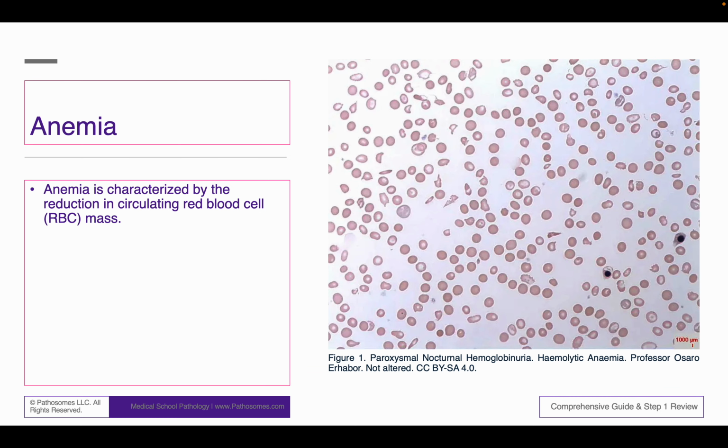Anemia. What is it? Well, anemia is characterized by the reduction in circulating red blood cell mass. Notice all the white space between these RBCs. Notice the breakdown and abnormal shape of a lot of these red blood cells, anisopoikilocytosis, something like that.